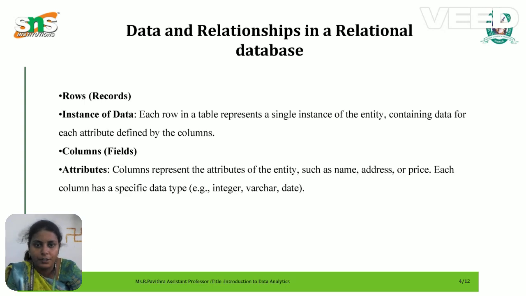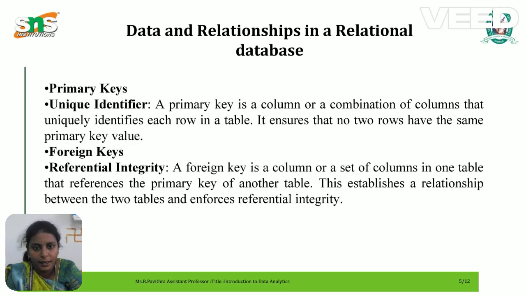So the types of relationships in databases. First, rows, or records. Each row in a table represents a single instance of an entity, containing data, with each attribute defined by the columns. So columns means the fields. Columns represent the attributes of the entity, such as a name, address or price. Each column has a specific data type, for example integer, varchar and date.